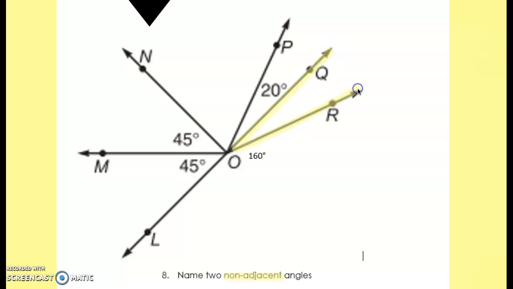We could choose this guy here on the right, QOR, and I could choose any of these other three angles. The only one I could not choose is this one right here because it is right next to it. It is an adjacent angle, so that one would not be an option. So again, you could choose any of those other green ones if you chose the yellow one to begin with. So if I chose this one, those would be an example of a non-adjacent angle relationship.